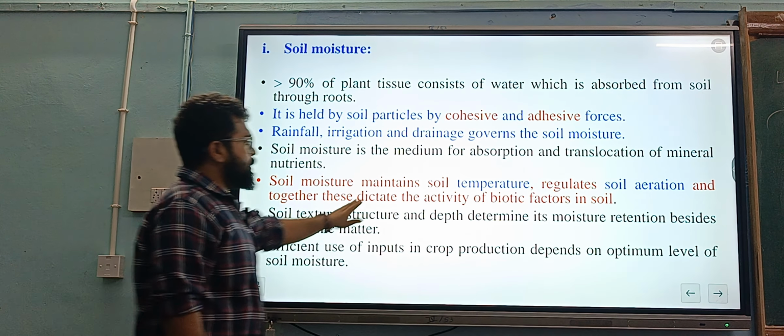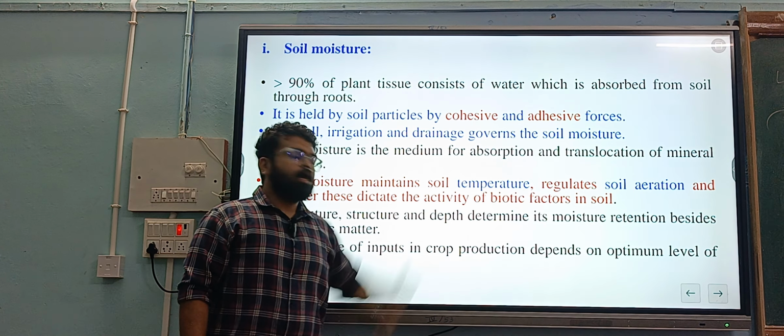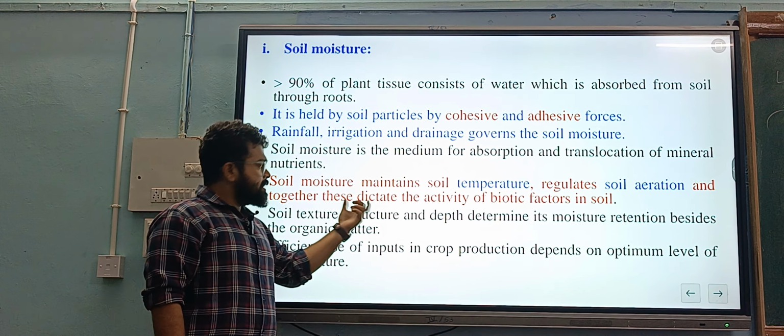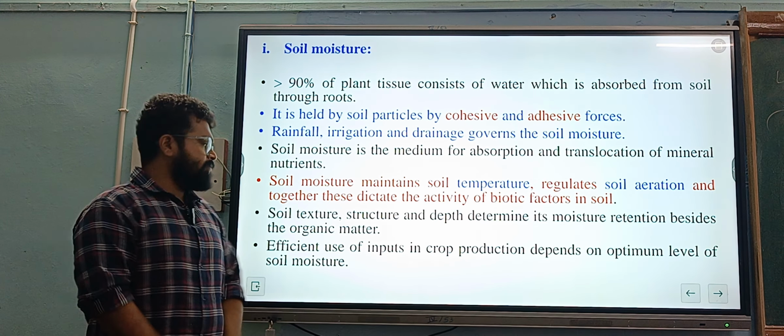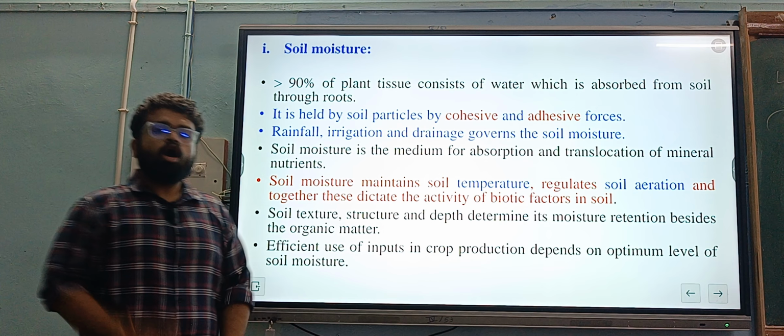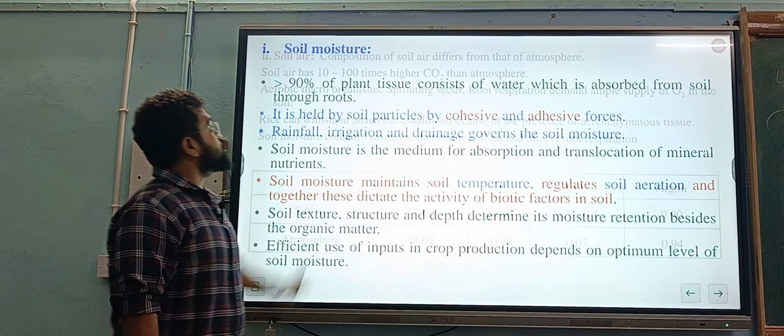Soil moisture maintains the soil temperature and regulates soil aeration. Together, these dictate the activity of biotic factors. The efficient use of inputs in crop production depends on the optimum level of soil moisture.